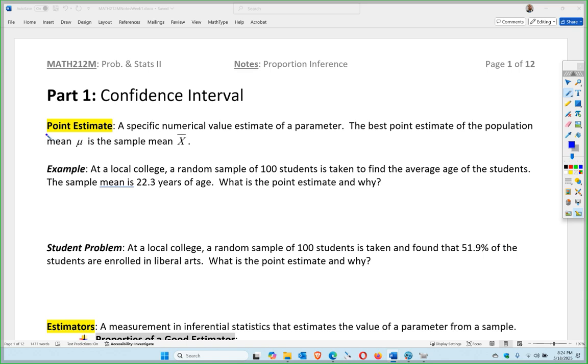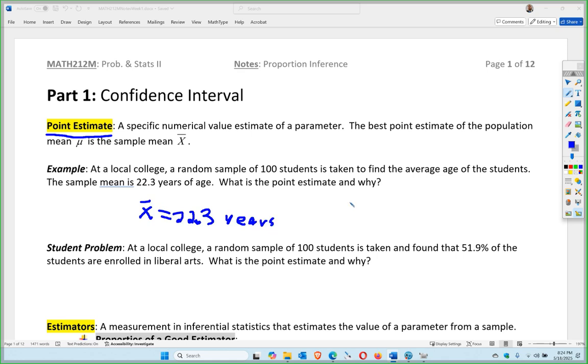So first you need a point estimate. That's basically some kind of sample set that gives you a point of reference as to what the true population answer is, essentially. So at a local college, a random sample of 100 students is taken. The average age of the students, the sample mean, is 22.3 years of age, right? So this is the point estimate, because the sample says 22.3 years, okay?